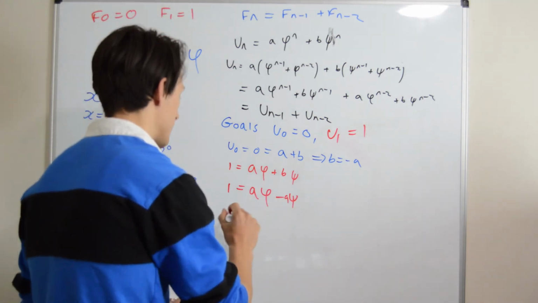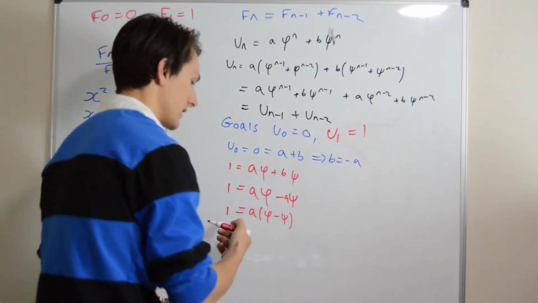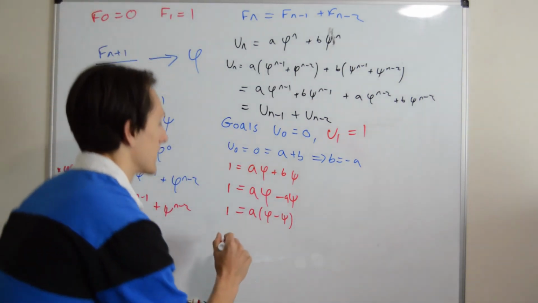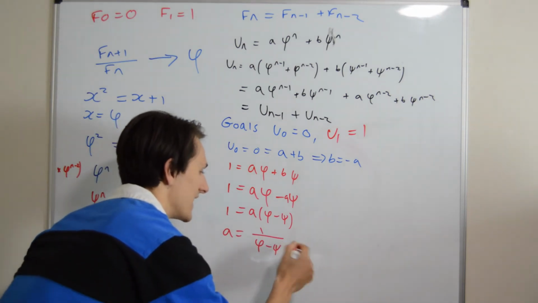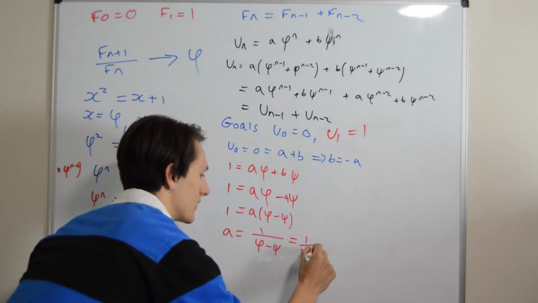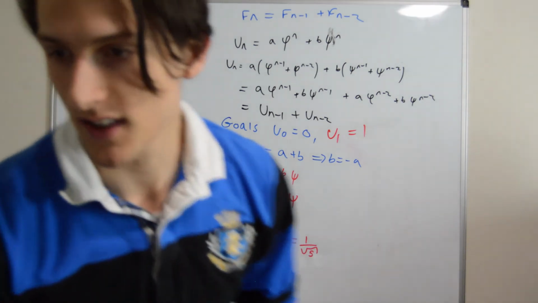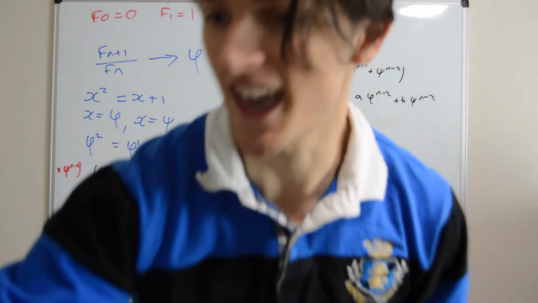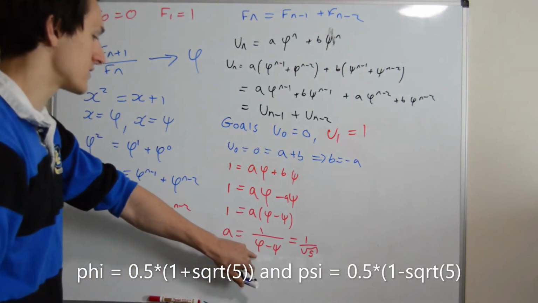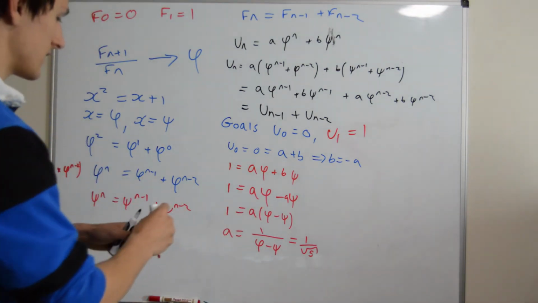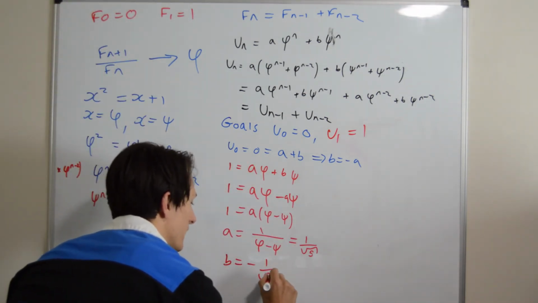And then we can collect terms, so we get 1 equals A times phi minus psi. Then divide by this thing here, so we get A is equal to 1 over phi minus psi, which is in fact equal to 1 divided by the square root of 5. I'm just going to triple check that in case I'm wrong. Yes, it is. You can check this just by using the definitions of phi. So now we have A, and B was just minus this, so we have minus 1 over square root of 5 for B.